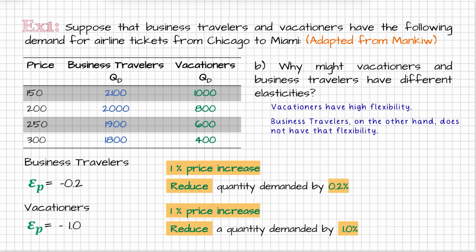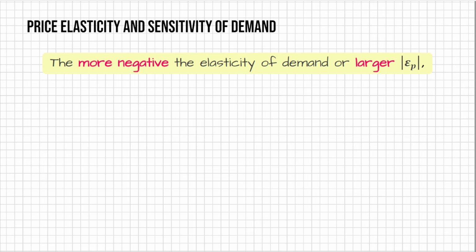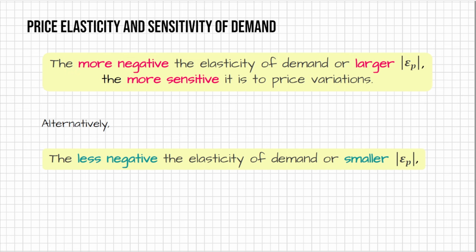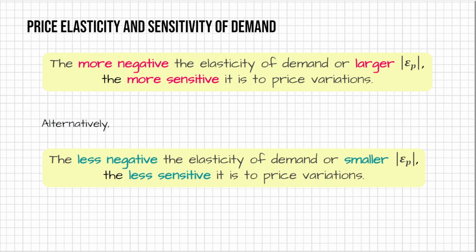The more negative the price elasticity of demand, or the higher the elasticity in absolute value, the more sensitive consumers are to price changes. Now let's summarize the relationship between price elasticity and sensitivity of demand. Alternatively, the less negative the price elasticity of demand, or the smaller the elasticity in absolute value, the less sensitive consumers are to price changes.